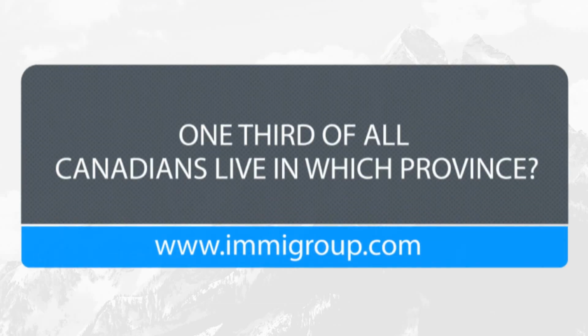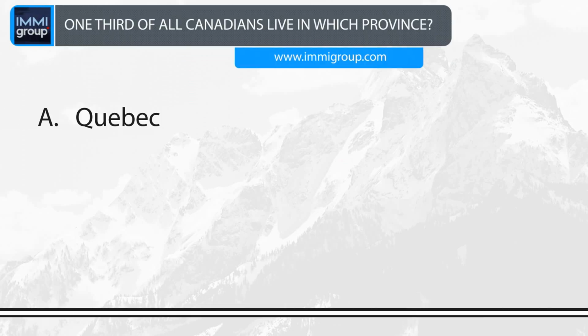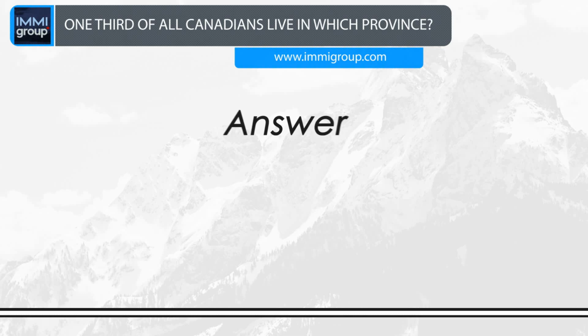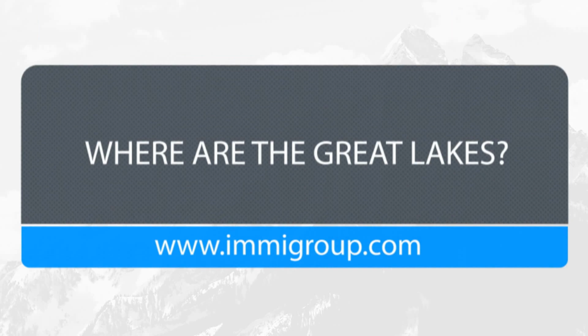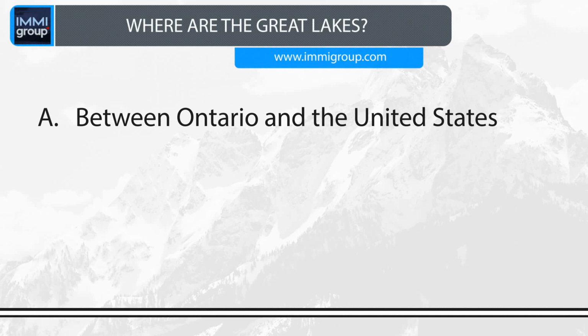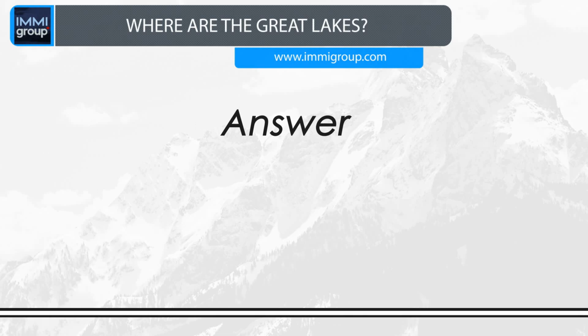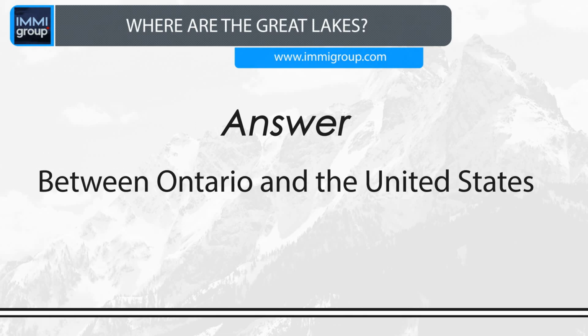1/3 of all Canadians live in which province? A. Quebec. B. Ontario. C. Northwest Territories. D. Manitoba. Answer: Ontario. Where are the Great Lakes? A. Between Ontario and the United States. B. Manitoba. C. Northern Quebec. D. Atlantic Canada. Answer: Between Ontario and the United States.